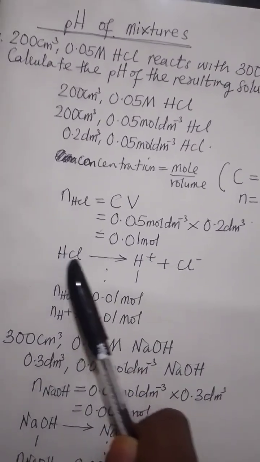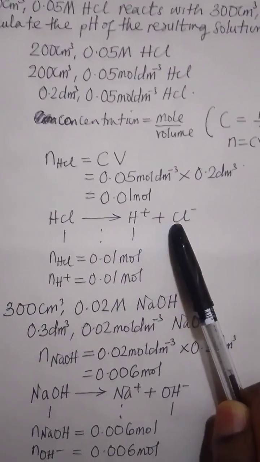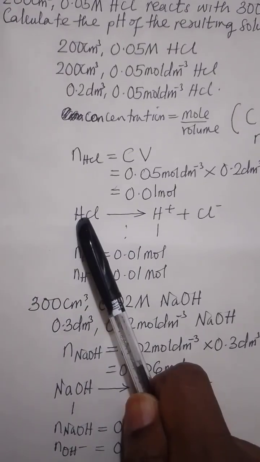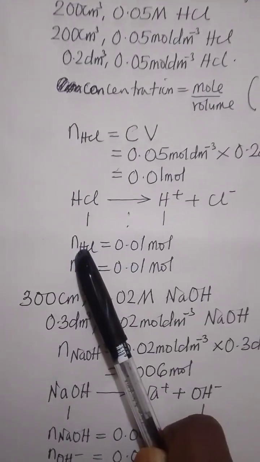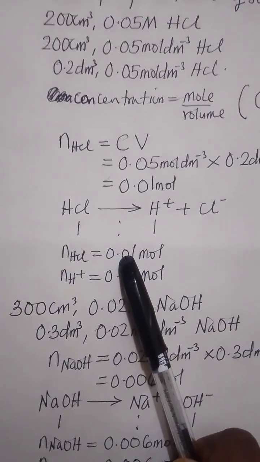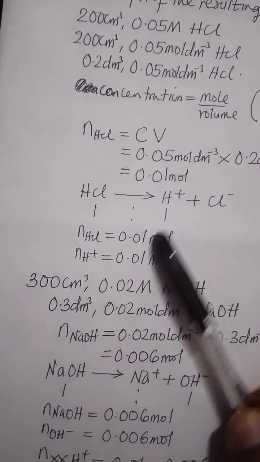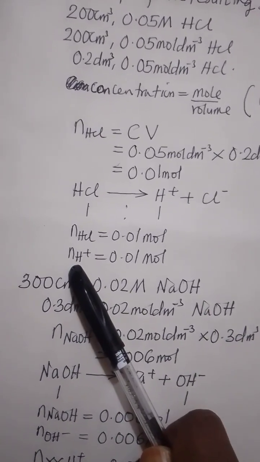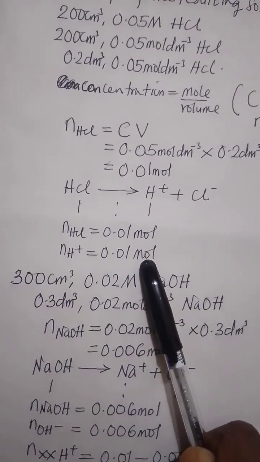We'll take the dissociation of HCl to be H plus Cl minus. The ratio of the acid to hydrogen ion concentration there is 1:1. So number of mole of HCl is 0.01 mole as calculated from this point. The number of mole of hydrogen ion following the ratio is still 1, that will be 0.01 mole.